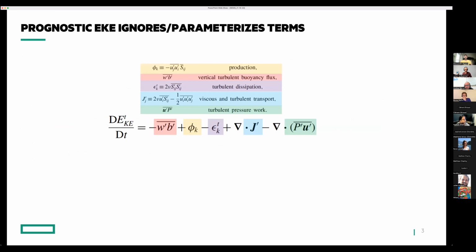So this is just taking that one equation that I showed in the previous slide that is directly related to the eddy kinetic energy itself, right? And so you've got all these terms here. You've got 5 terms on the right-hand side. And in some way, you need to either make a determination that you can directly calculate it, you have to parameterize it, or you have to just ignore it, right?